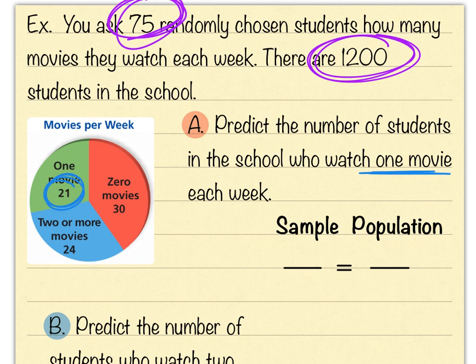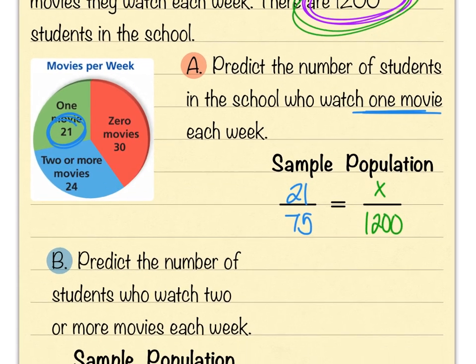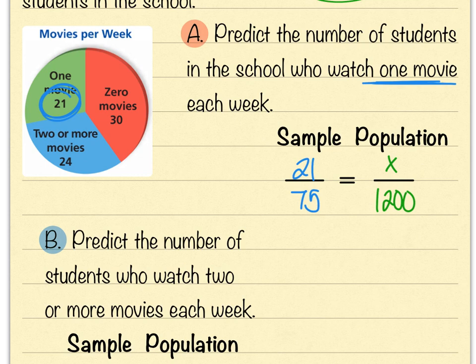So how do I set up my proportion? Well, the first ratio I'm going to write is the sample ratio. 21 out of 75 people said they watched one movie. Where did I get 75 from? Well, that information was given to us at the very beginning of the example. And we know 21 out of the 75 people said they watched one movie. So if 21 out of 75 people said they watched one movie, then how many out of the entire population, which is 1,200, do we predict are going to also watch one movie?